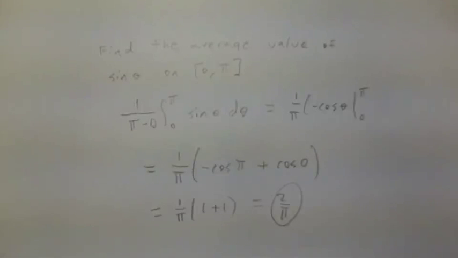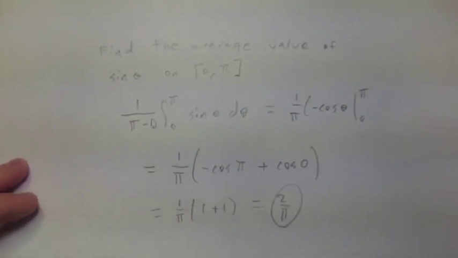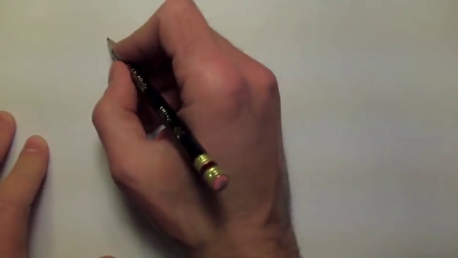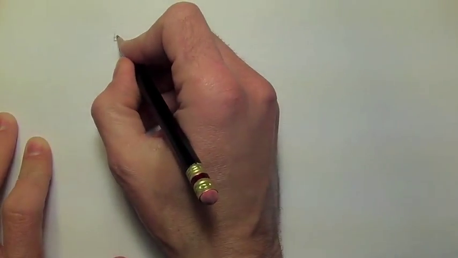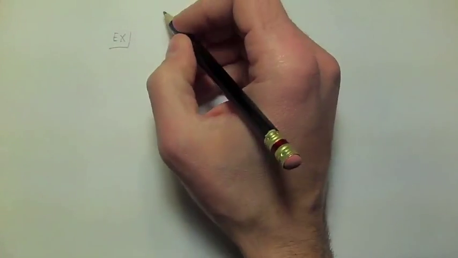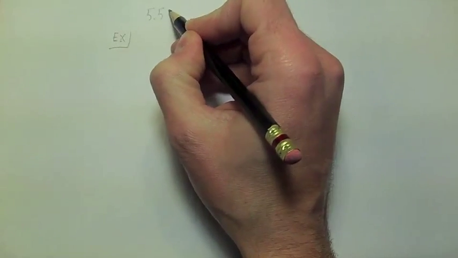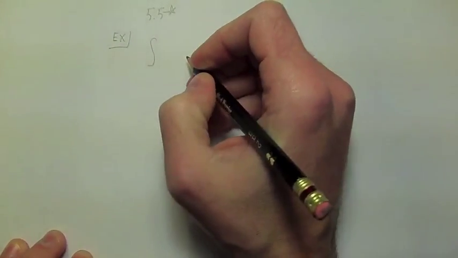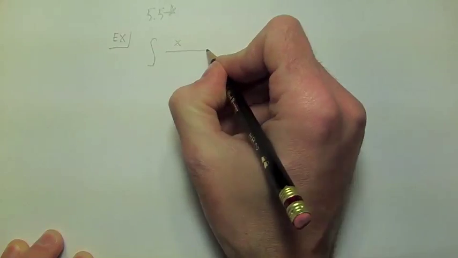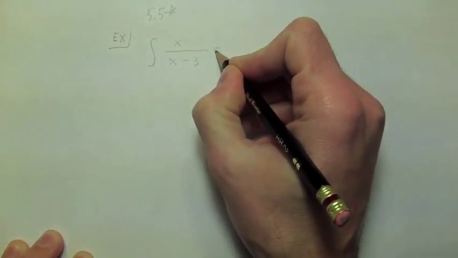Okay. Now, what I really want to spend some time talking about is continuing our discussion of 5.5, our use of substitution on the problems that are a little more difficult to deal with. So some problems that are a little harder. So, for example, I'm going to call this 5.5 star. Say I want to integrate x over x minus 3 dx.